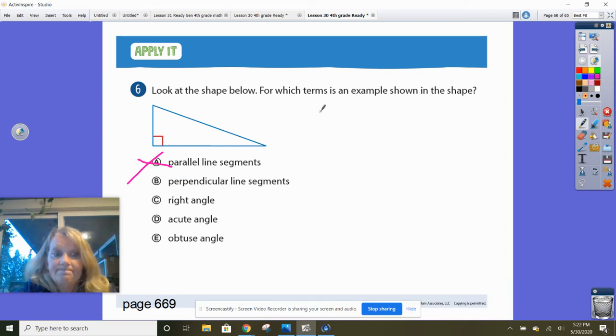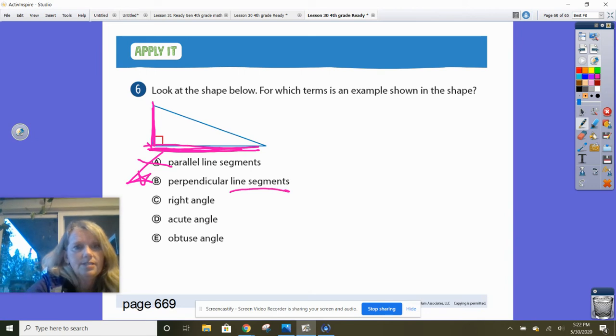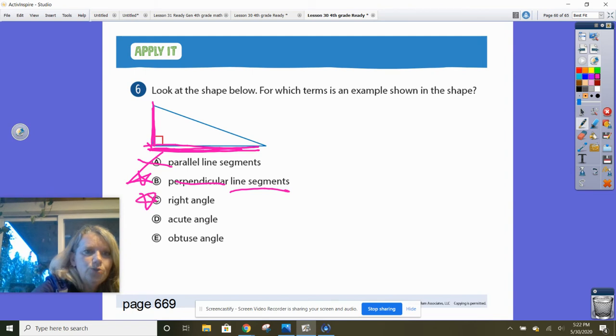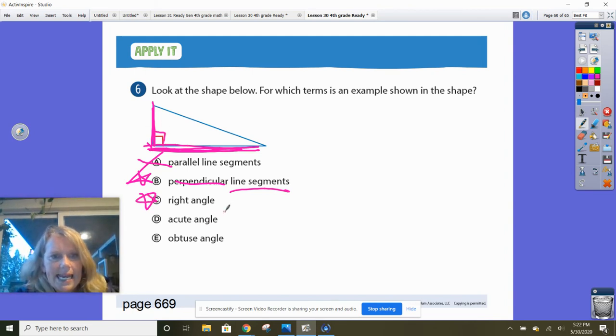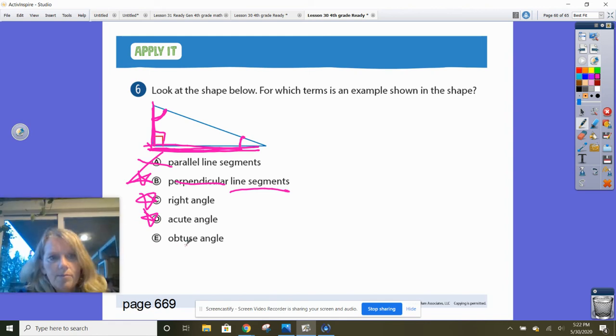Perpendicular line segments. We do, right here. 1, 2. Those are line segments. Yes, perpendicular. Do we have a right angle? We do. That little square means the right angle, 90 degrees. Do we have an acute? We do, right here and right here. We have 2 acutes. Do we have an obtuse? No, we do not. So we had 3 of them there. That was a good one.